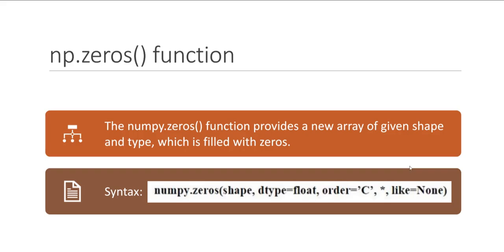The second parameter is the dtype. The dtype parameter specifies the data type of the output array. And the next parameter is order. This parameter is used to specify the memory layout of the array. So let's see an example for better understanding of the concept.